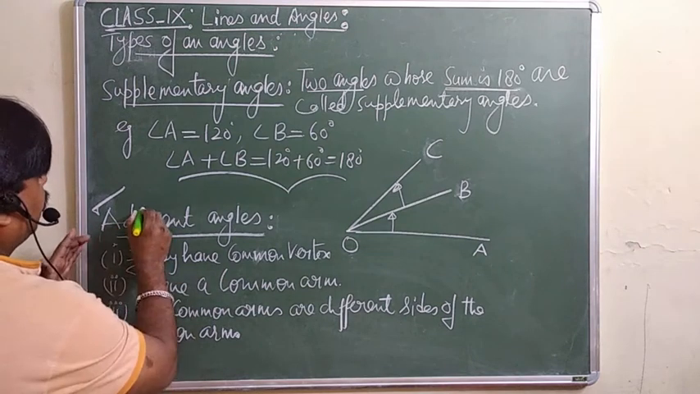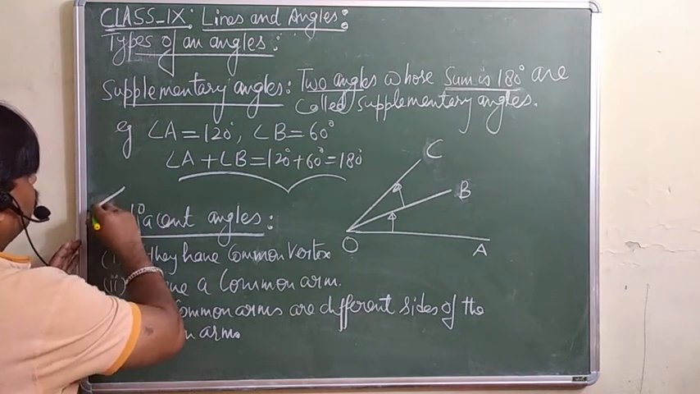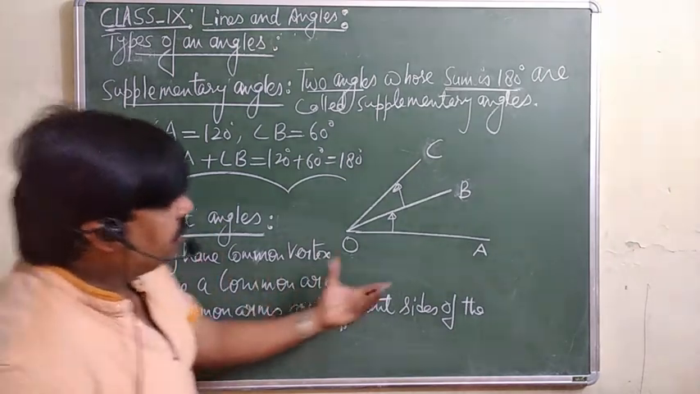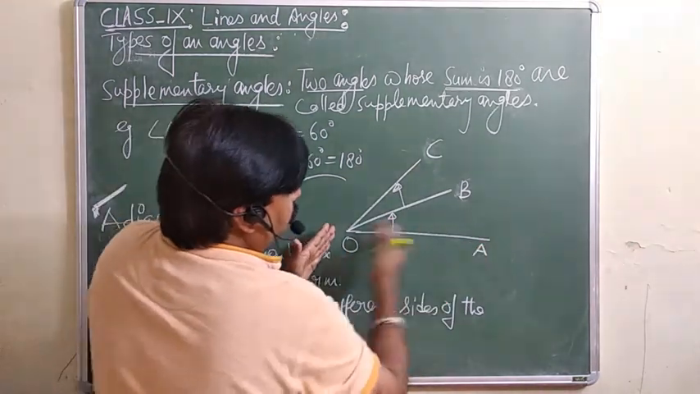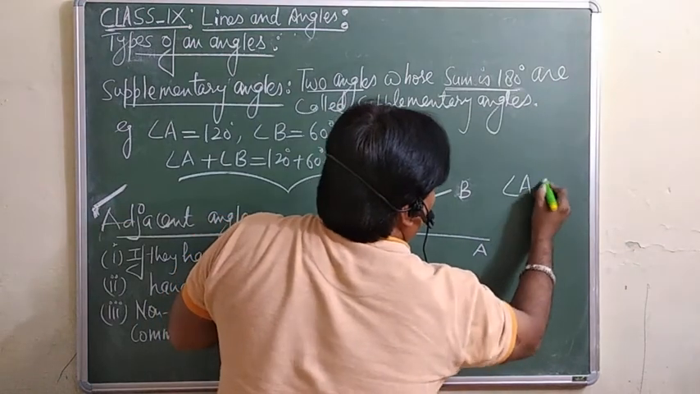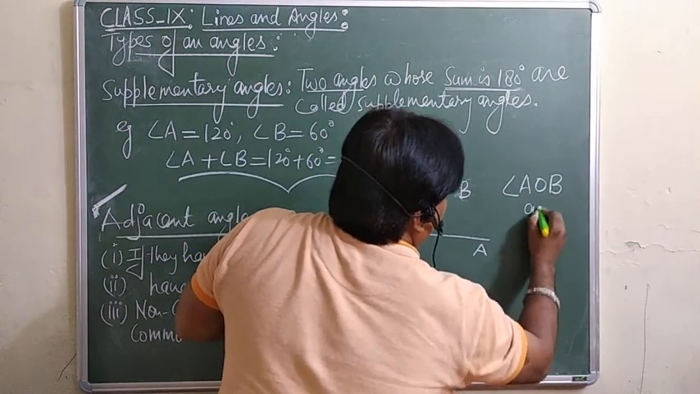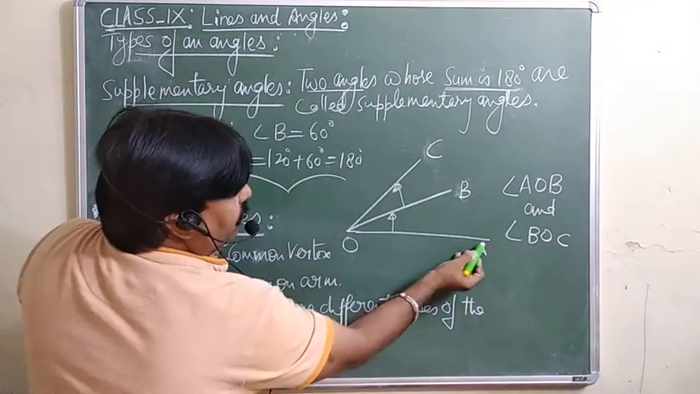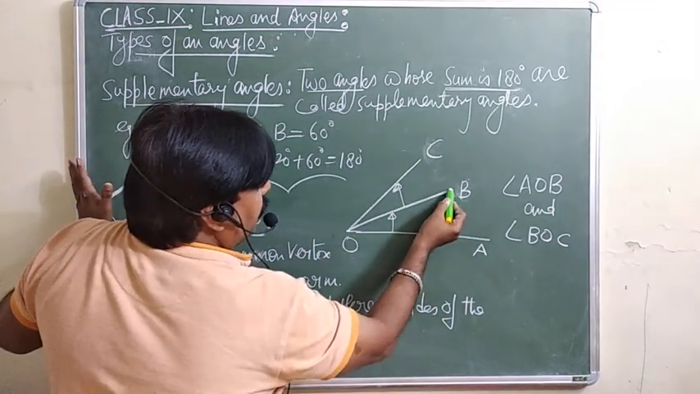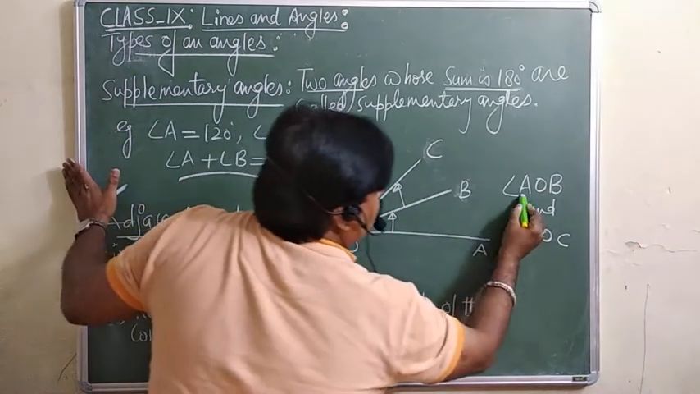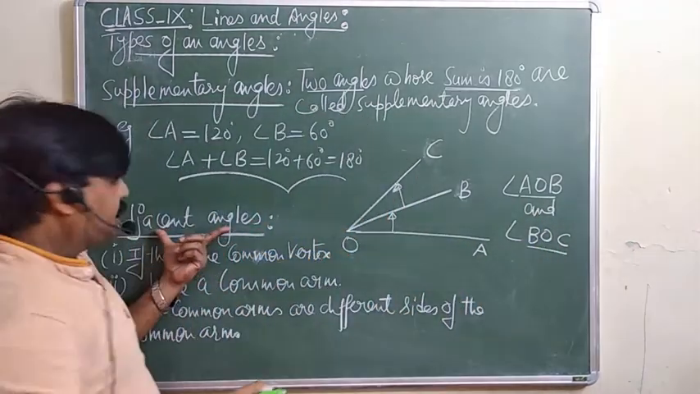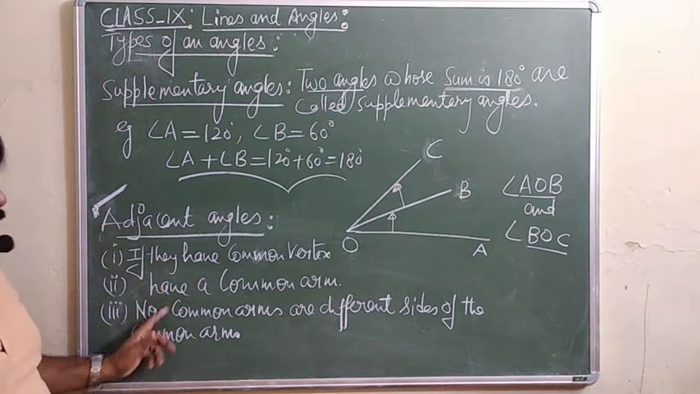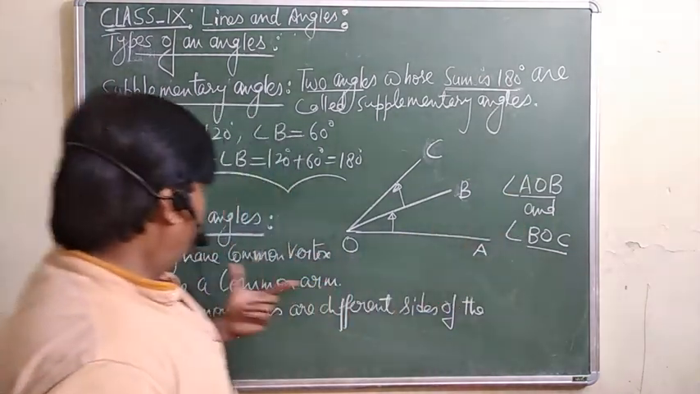Now the adjacent angle. These are very, very important angles which you must know. For my own convenience, I am taking two angles, angle AOB and angle BOC. These two angles will be adjacent angles if they satisfy these three conditions at the same time.